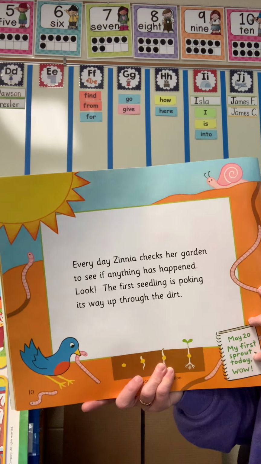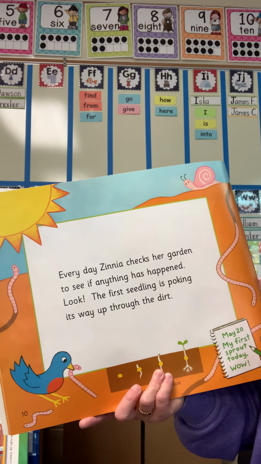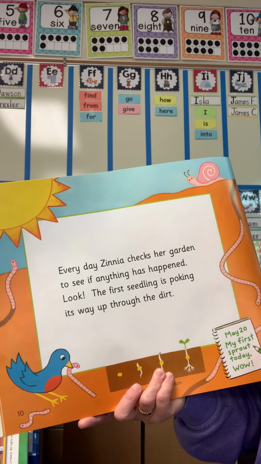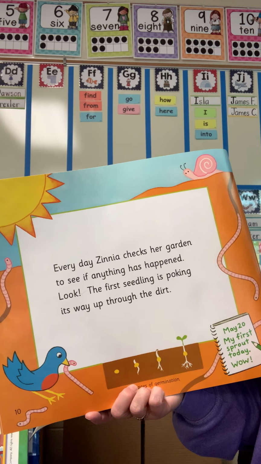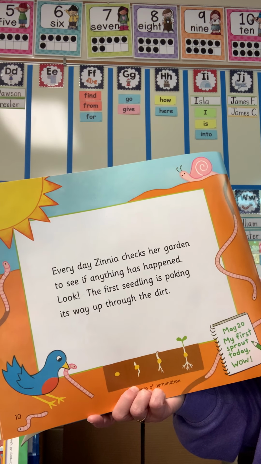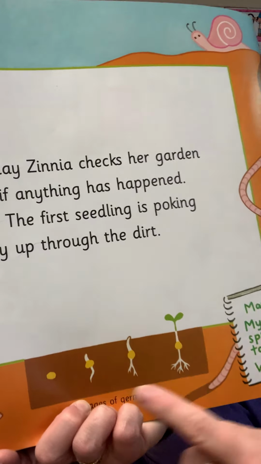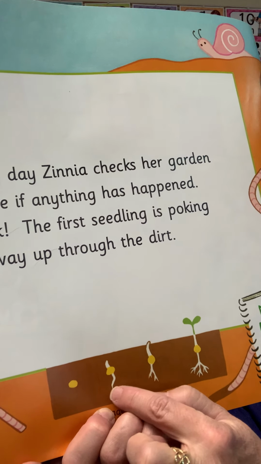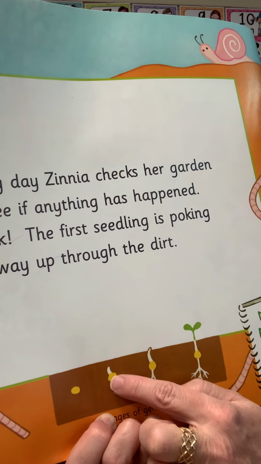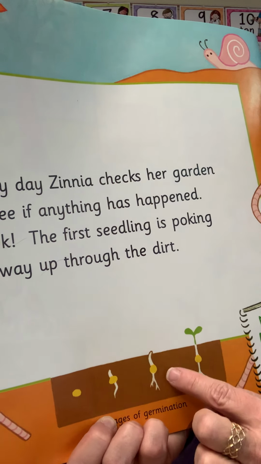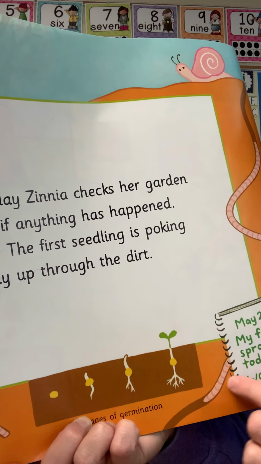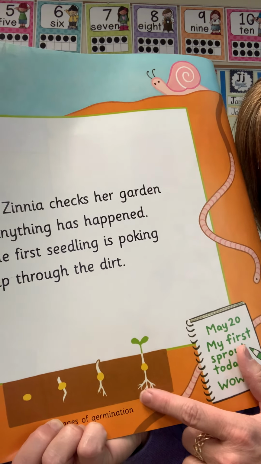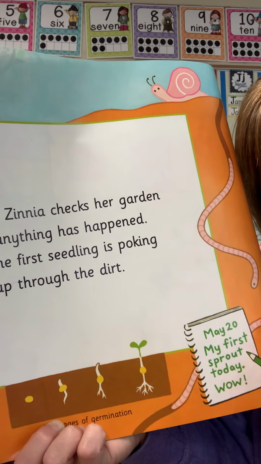Every day, Zinnia checks her garden to see if anything has happened. Look, the first seedling is poking its way up through the dirt. Look down here. There's the seed she planted. It's growing some roots and it's starting to sprout. It's getting taller. And then look here, lots of roots and the plant is above ground.